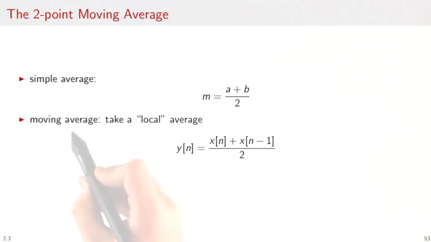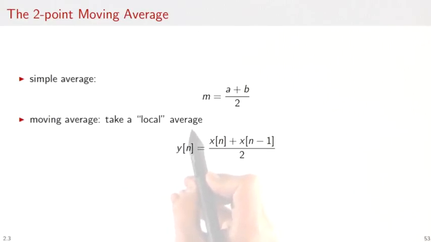That is, we compute a local average of a sequence as we go along. The simplest case is a 2-point moving average, denoted by (x[n] + x[n-1]) divided by 2. So we take two neighboring samples of a sequence and we take their average, which now will change over time as it depends on n.